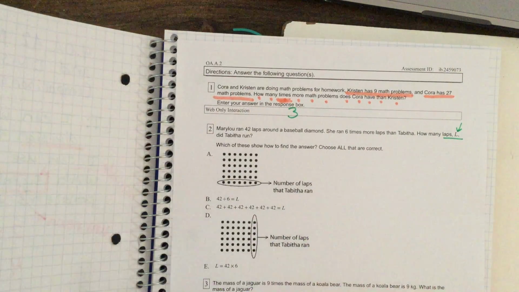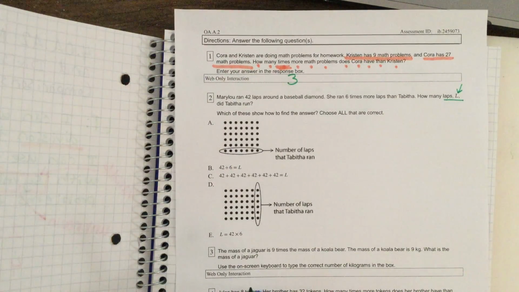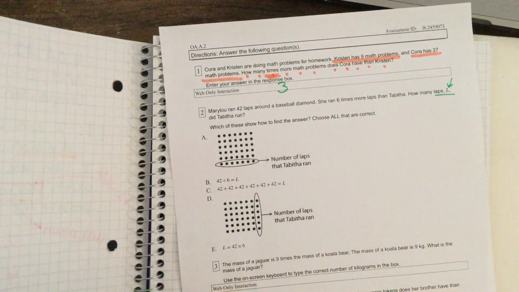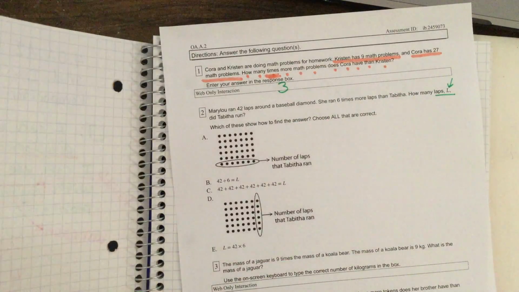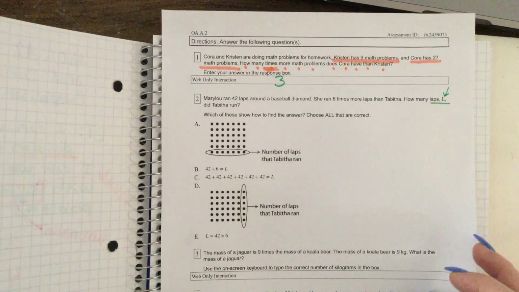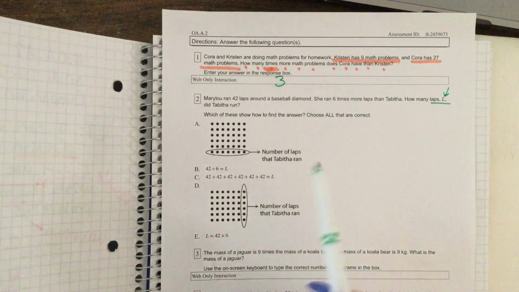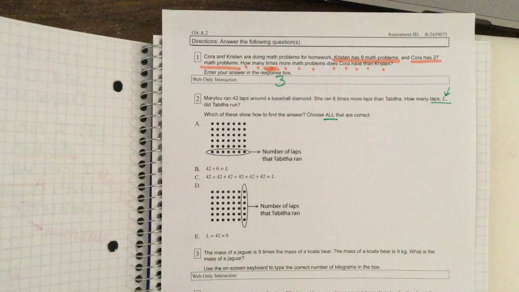So this question's a little bit different. This question's not asking us to solve it using the numbers alone. We're actually going to be meeting this part of our target using drawings to solve this one. So it says, which one of these shows how to find the answer? Choose all that are correct. So there's going to be a lot that are correct here, I bet. So we're going to try them all to see which ones match.